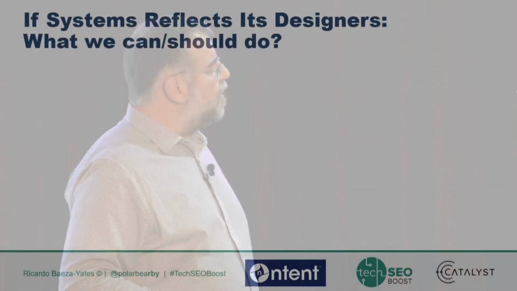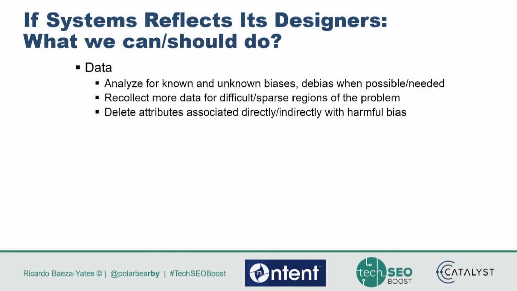Okay. So what we can do, this is to finish. For the data scientists here, in data, we can analyze for known biases and maybe check with 20 different samples if you have other biases that you are not aware of. These could be important. Recollect more data in the hard parts of the problem, where the problem is difficult, not where the problem is easy. Especially for machine learning, you will have better training data. Delete attributes that are associated to gender, race, or whatever. However, the truth is, even if you do that, you will not delete all bias.